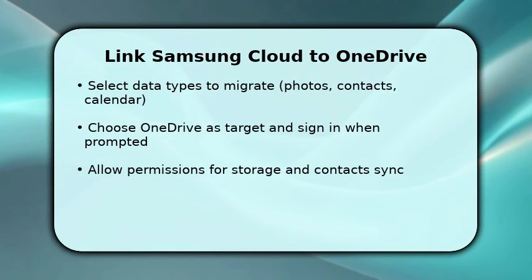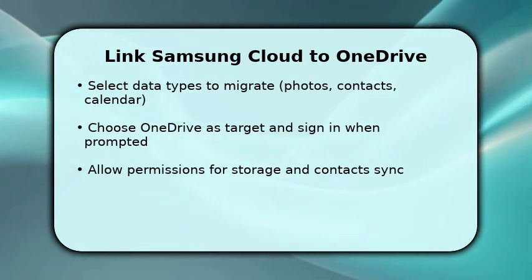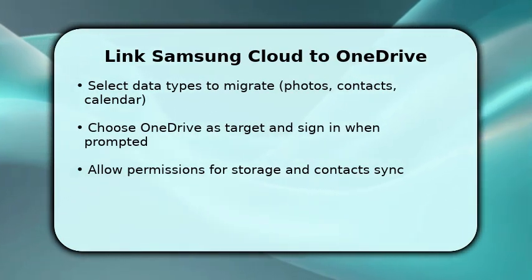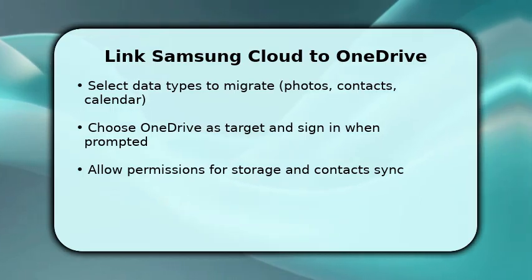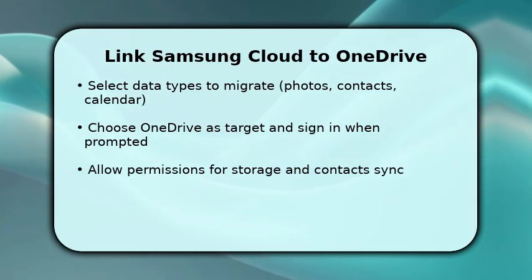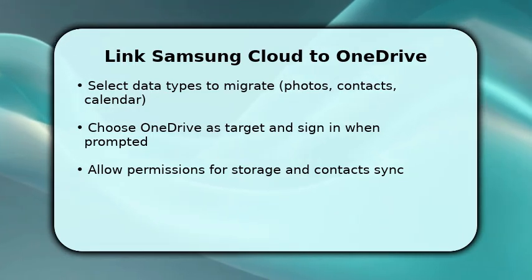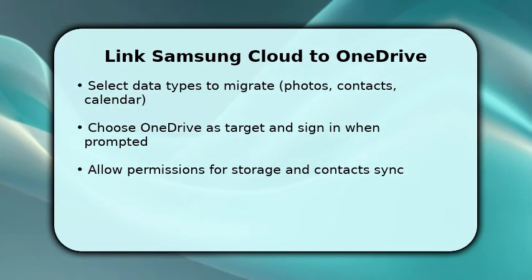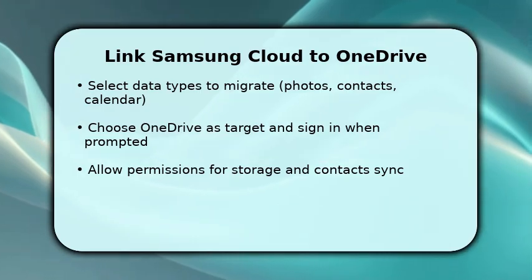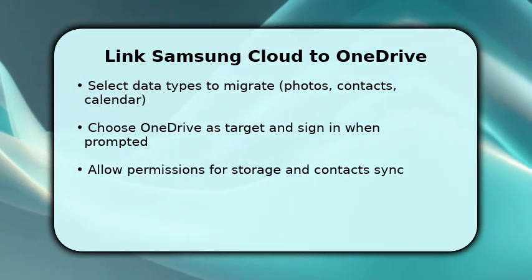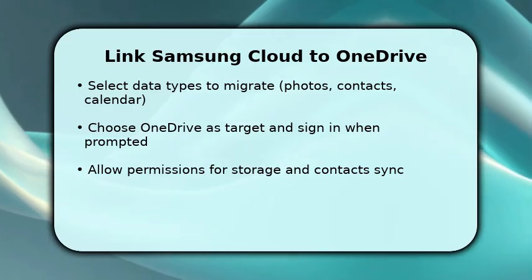Now actually link OneDrive. In the Samsung Cloud export screen, select the specific data sets you want to move and tap Transfer or Move. When OneDrive appears as an option, sign in with the Microsoft account you want to use. Make sure you enter correct credentials. Grant necessary permissions, access to photos, contacts, and storage, so the apps can write data.